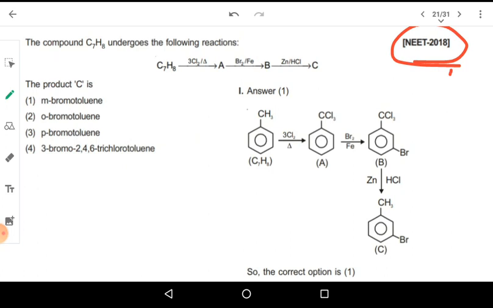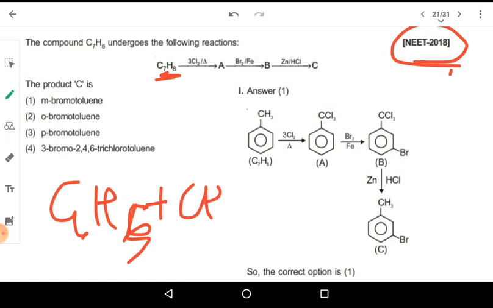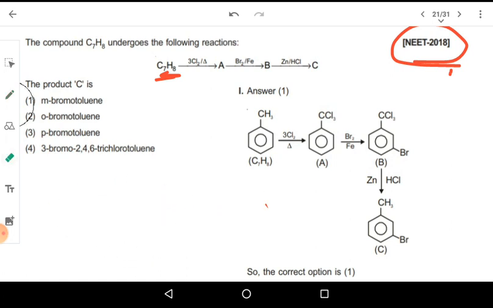The compound C7H8 undergoes the following reactions. We have to say what is the product C. Now C7H8 means C6H5 plus CH3. That means it is a toluene molecule. So we got a toluene molecule.